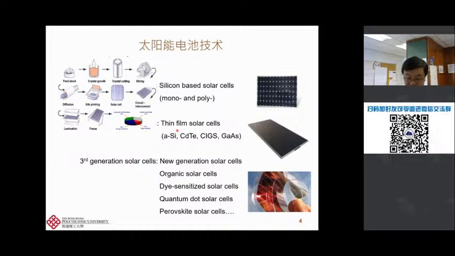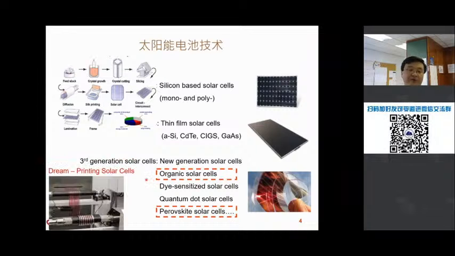The second generation goes with the thin film solar cells, and the third generation, which are the main topics of research nowadays, includes organic solar cells and perovskite solar cells, and also dye-sensitized and quantum dot solar cells to a lesser extent. The key point of doing this research for me comes from the dream of going for printing solar cells. This is actually when I worked on organic solar cells, the roll-to-roll pilot line that we built in a small company.